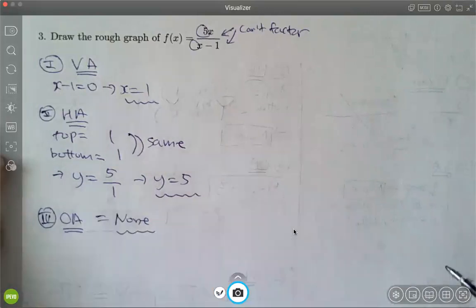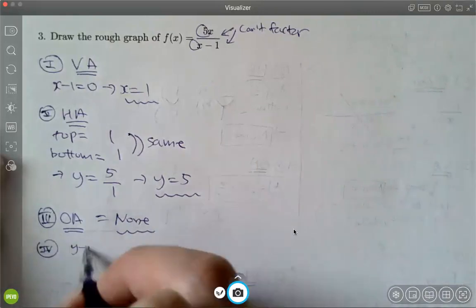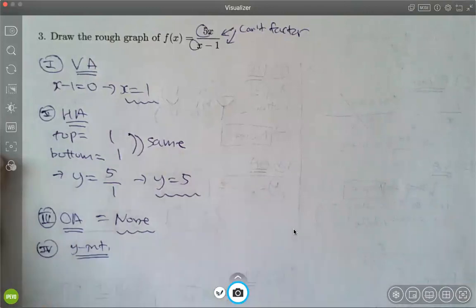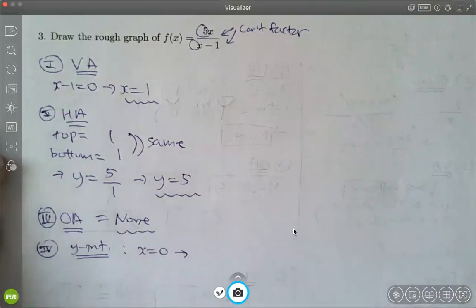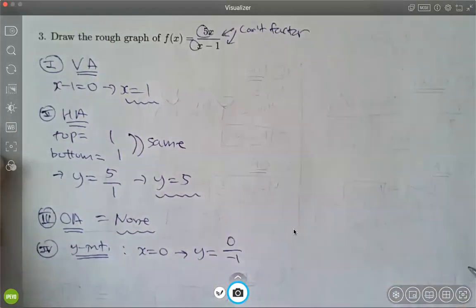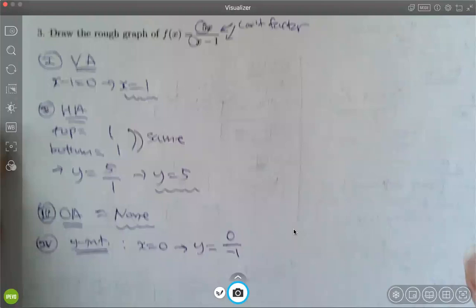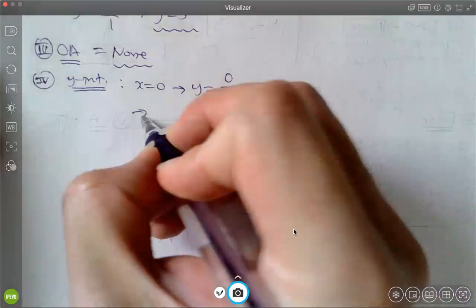Okay, and now let's find the y-intercept. So what do you do here? Set x to 0, right? Okay, so now when you set x to 0, what do you get? 0 over negative 1. And 0 over negative 1 is what? Undefined, 0, or negative 1? 0. 0, right? Yes. Okay, so the y-intercept is at (0, 0).